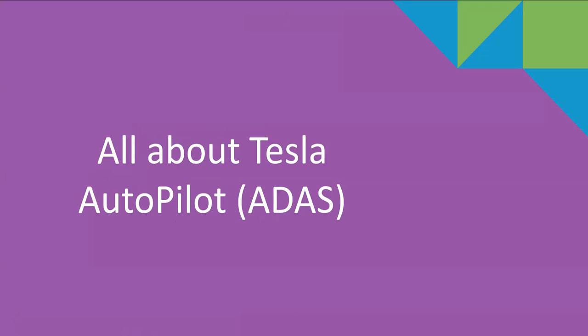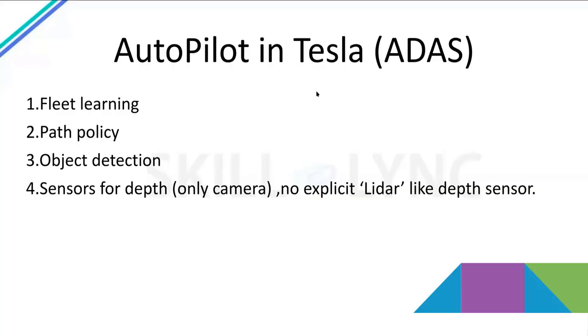Tesla Autopilot is basically a state of the art automatic driving assistant system right now at this moment. And they are, day by day, iteratively improving their technologies. Okay, so Autopilot in Tesla basically comprises four things. One is fleet learning. Second is path policy. Third is object detection. Fourth is sensors for depth. Using all these four parts, Tesla's Autopilot is possible, right? So we'll talk about them one by one.